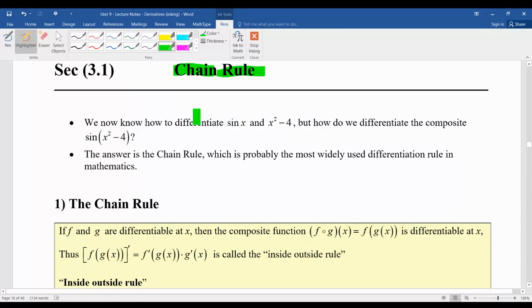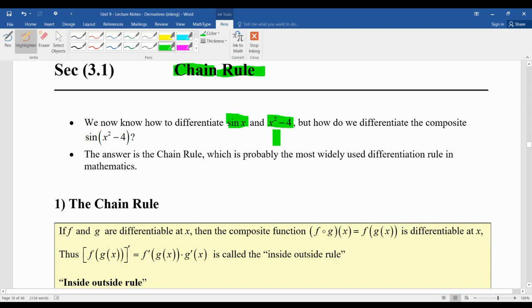Now, let's go back to derivative functions that don't require the chain rule. For example, if we were to take the derivative of sine of x, that's cosine of x. If we were to find the derivative of x squared minus 4, that's 2x. So the derivative of x squared is simply 2x, and the derivative of negative 4 is 0. So that can be done straightforwardly.